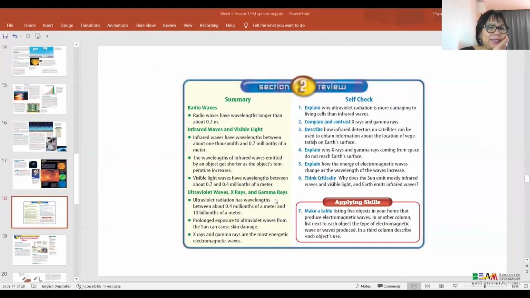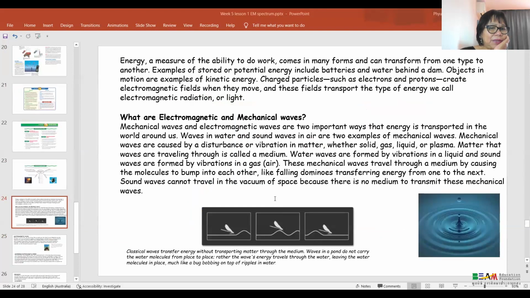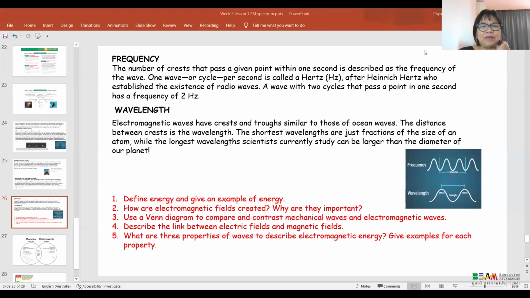Okay. Anyone did the question about EM waves, electromagnetic waves, and define energy and give an example of energy? This is a very easy one. We've been doing it over and over again, right? Can anyone define energy? The ability to do work. Give an example of energy, please. Kinetic energy. Very good.